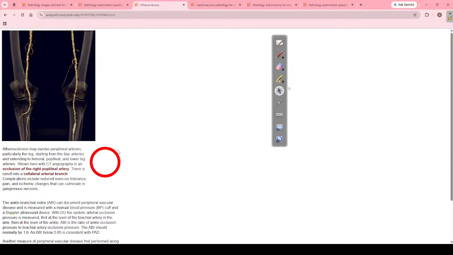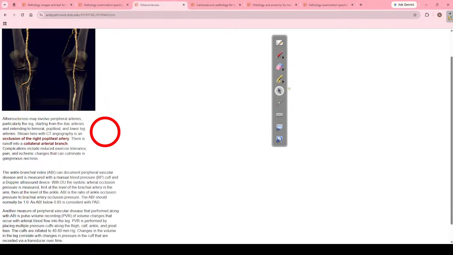Atherosclerosis may also involve the peripheral arteries, as shown here in the CT. You can see that there is occlusion of a popliteal artery here, and there is also a collateral branch. It's going through a collateral branch so that it can supply whatever is below. You can compare the left and the right, and that's the easiest way to do it.